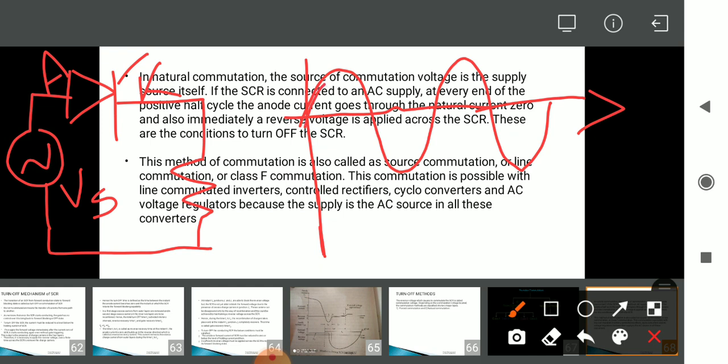During this time, that is in the positive half cycle, the SCR will be in the on state. As soon as this cycle reaches zero, we are supplying the anode a negative supply. When we apply a negative source, immediately the anode current reduces to zero. So this is the method of natural commutation of SCR. Based on the supply source itself, when it reaches the natural point, that is zero, immediately the current through the SCR becomes zero.